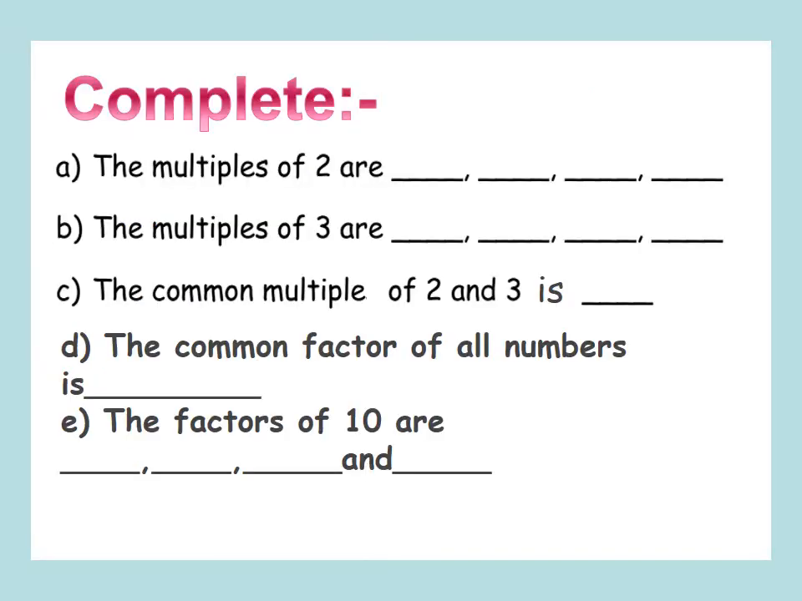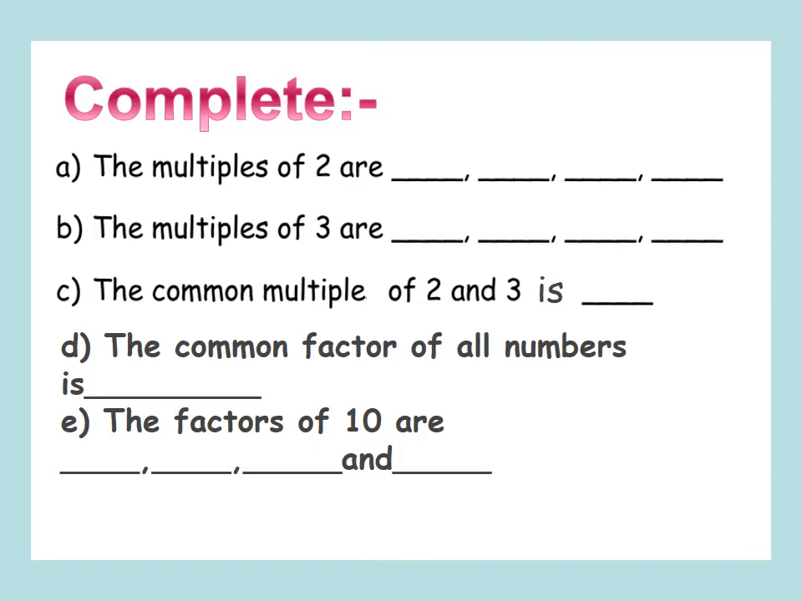Okay, primary 3, let's go to the next question. It's about the multiples and the factors. Do you remember the multiples? The multiples were the answers of the table. So the first one here is the multiples of 2, which means the answers of table 2.